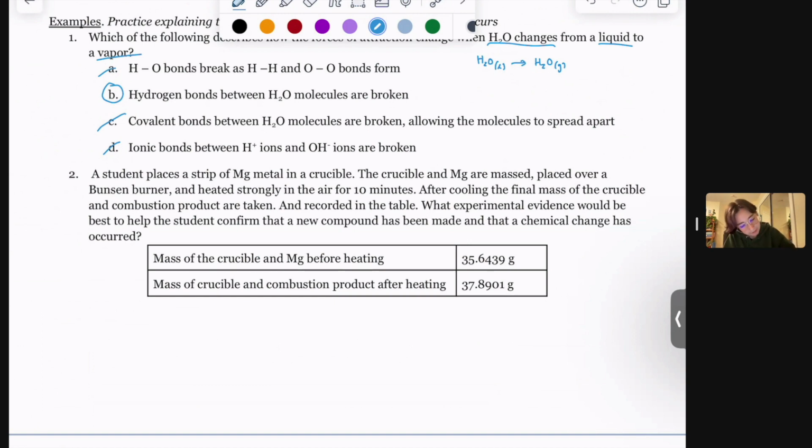So we're asked to figure out what experimental evidence we have for a chemical change taking place. So we have to work with the data we have. It's not describing what it looks like. It's not describing energy. All the data we're given is this. So can we use these numbers we're actually given to figure this out?